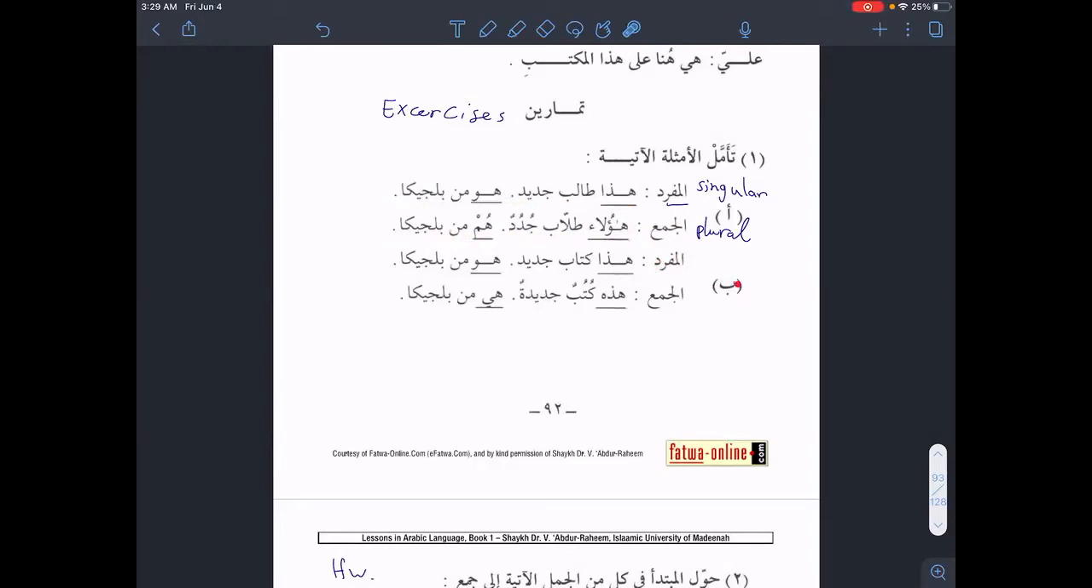المفرد، فقرة باء. هذا كتاب جديد. هو من بلجيكا. So this is a new book. It is from Belgium. الجمع, plural. هذه كتب جديدة. هي من بلجيكا. These are new books. They are from Belgium.